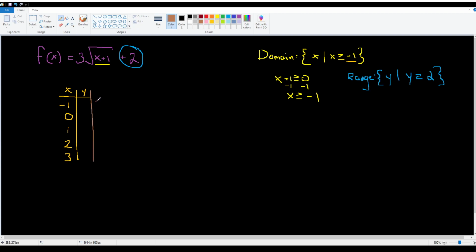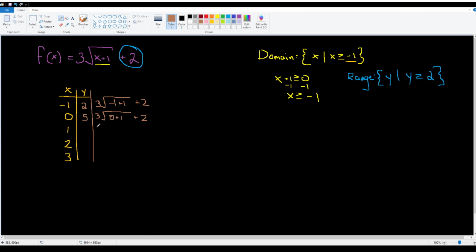So for the first one, I'm going to have 3 times the square root of -1 plus 1, plus 2. -1 plus 1 becomes 0. The square root of 0 is 0. 0 times 3 is 0, plus 2 gives me a positive 2. I'm going to do that for the next one. 3 times the square root of 0 plus 1, plus 2. 0 plus 1 is 1. The square root of 1 is 1. 3 times 1 is 3. Plus 2 is 5.